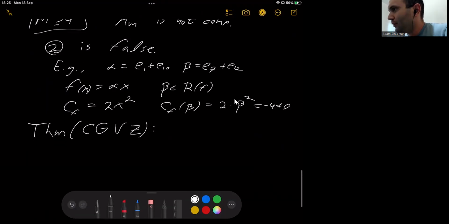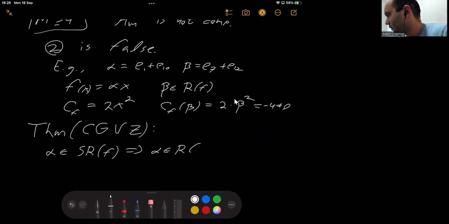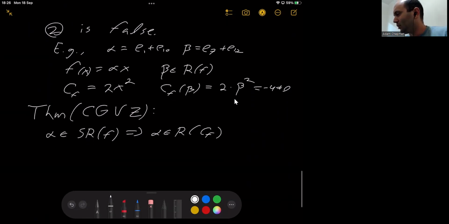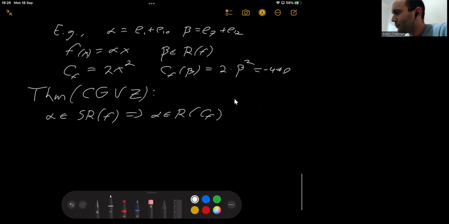The theorem that we proved is that if alpha is a spherical root of f, then it's a root of its companion polynomial. It sounds like it should be easy, but apparently it's not super easy. I'm not saying it's super hard, but it did require some effort in certain places. So I'm not going to give the entire proof. I'm going to mention the main lemma that helps us solve it, and perhaps talk a little bit about its proof. So what is the lemma?